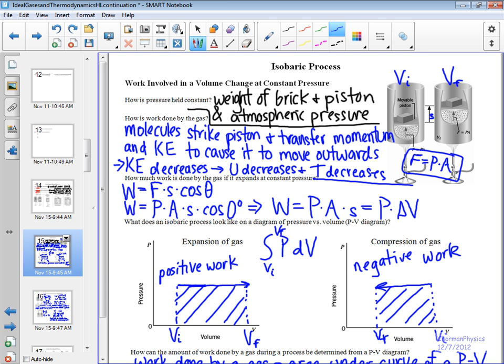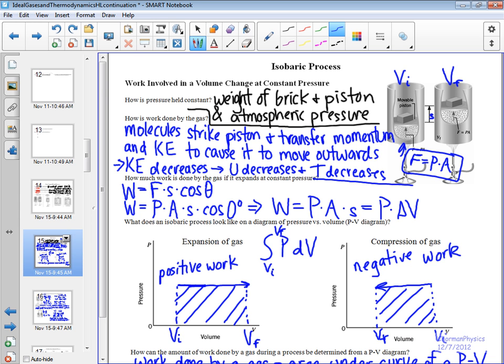So the molecules are going to strike the piston and transfer momentum and kinetic energy to cause it to move outwards. So we see here that there's heat being added. That's where it gets the energy to do this. So we have heat being added, and it causes the system to do work as that heat is added.